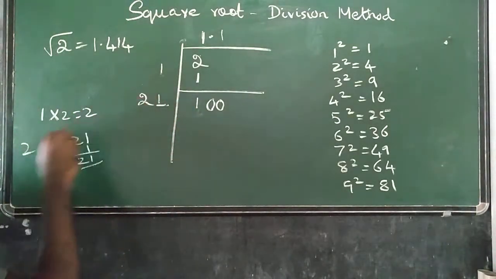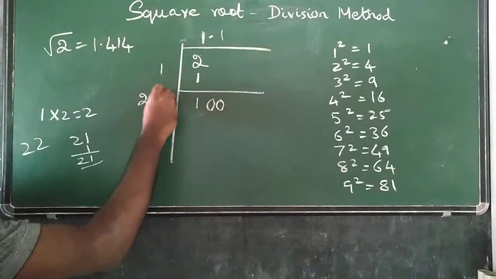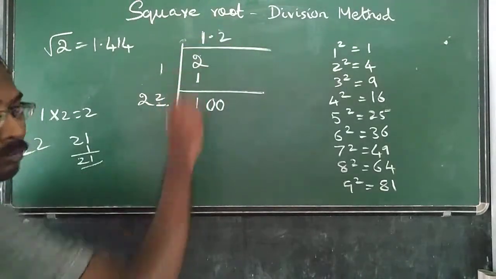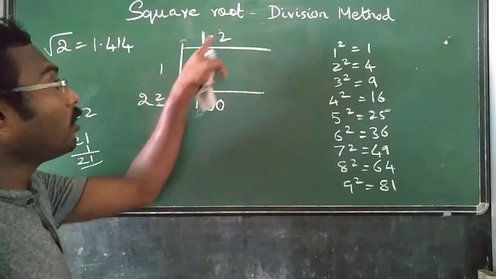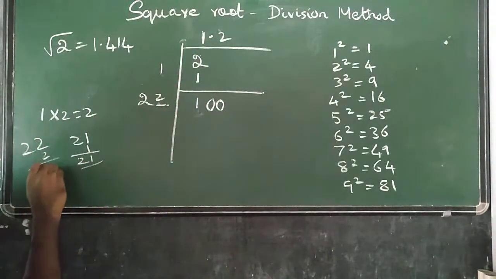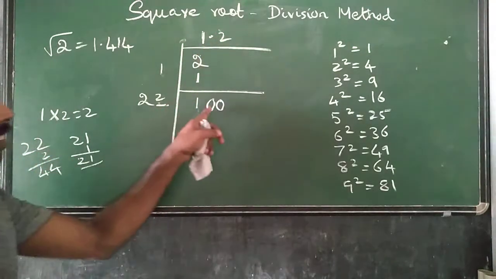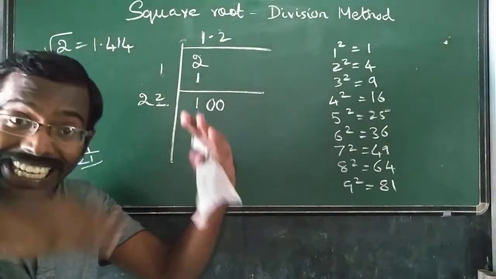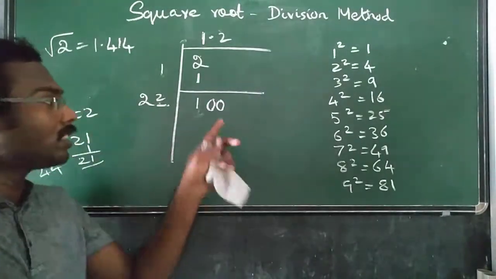So put 2, 22. If you put 2 here, then here also you need to put 2, because this is square root. So 22 into 2 is 44. But here the value is 100. You have to find the nearest value. The value should be nearest to 100.